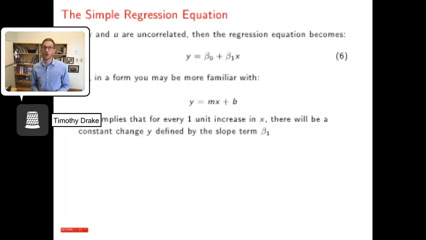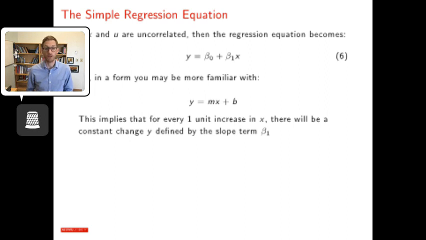Okay, so let's make that assumption though. Let's make this assumption that X and U are uncorrelated. Then the regression equation becomes Y equals beta naught plus beta 1 X, okay? Or the intercept term plus the slope term defined by the independent variable X.